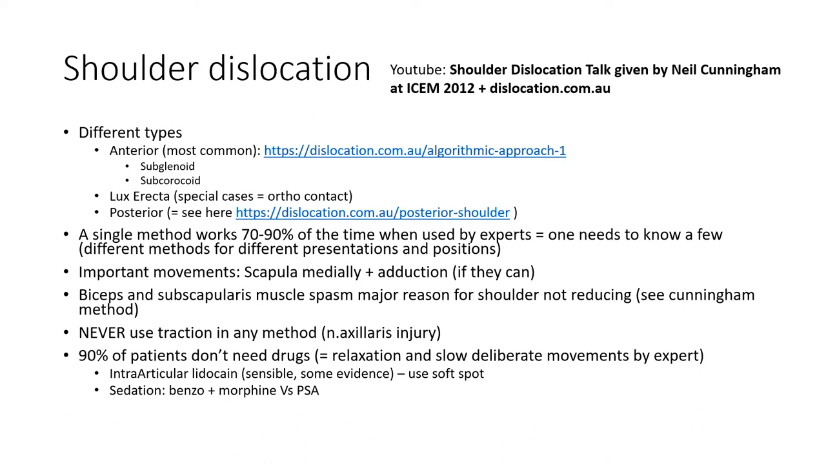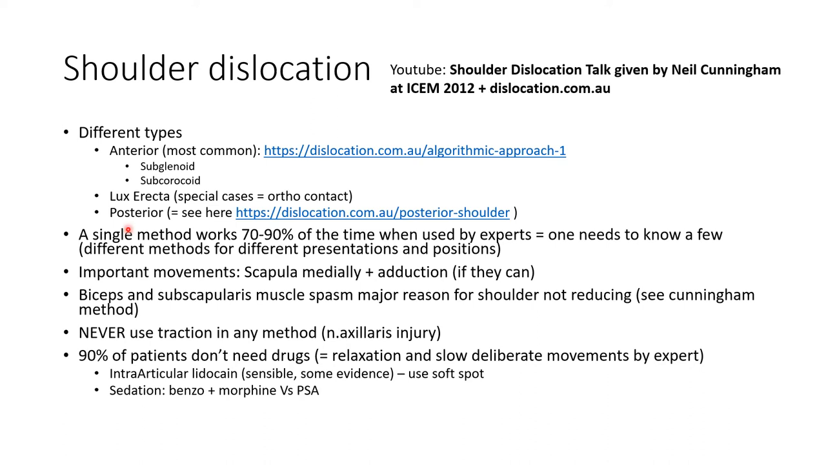So shoulder dislocations, there are different kinds. There is the anterior, which is the most common, and these can be divided into subglenoid and subcoronoid. And you have a really rare condition called luxatio erecta, where the patient seems like he's doing a salute. The arm is up, not down. And then you have the posterior, where they cannot externally rotate the arm.